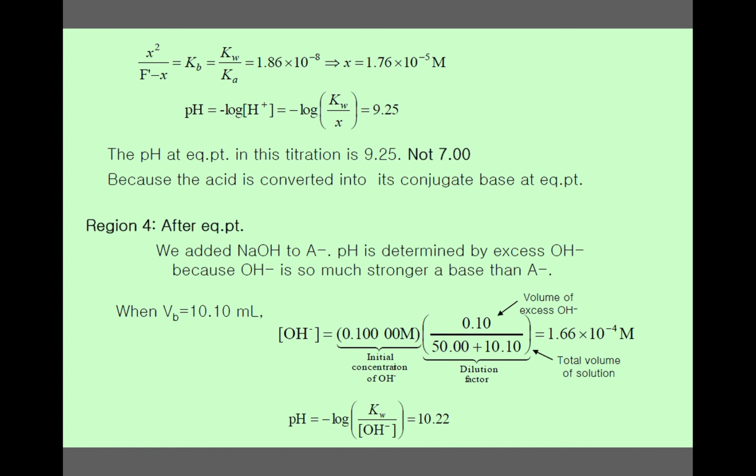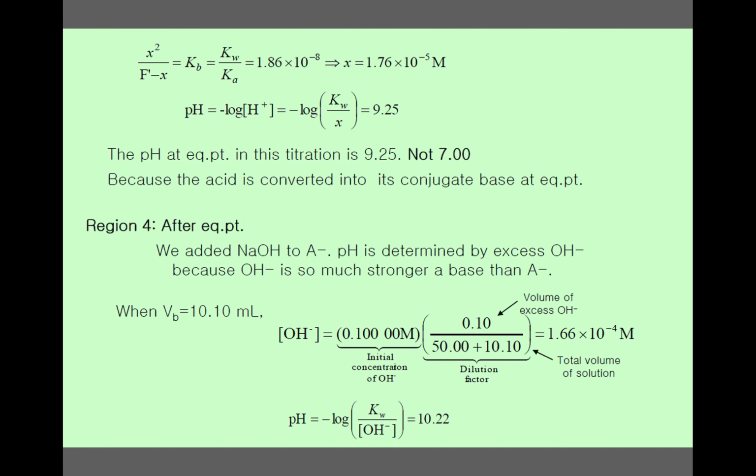So now we know that when we titrate a weak acid with a strong base, the pH at the equivalence point is over 7. Likewise, we can say that when we titrate a weak base with a strong acid, the pH at the equivalence point is below 7.